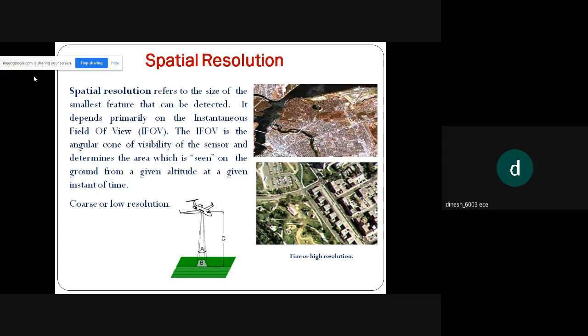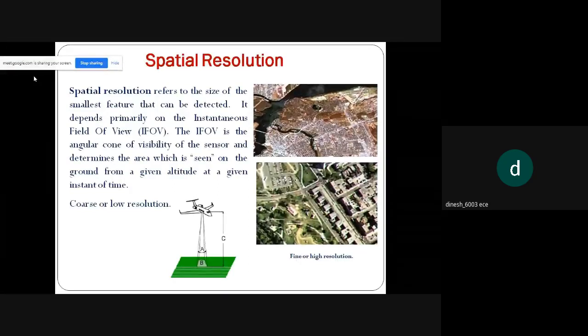So that depends upon the IFOV, which is instantaneous field of view. So this IFOV is an angular cone of visibility of the sensor that determines the area which is seen on the ground from a given altitude. So altitude is your C at a given instant of time. So this spatial resolution is a coarse resolution or a low resolution.